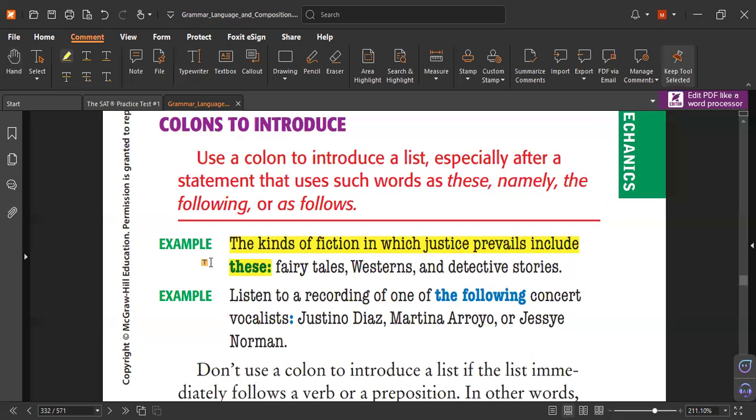So we need to check the kind, then delete the phrases, and then the clauses. You see, it just prevails. So that is a phrase, a prepositional phrase, and that is a clause. Is there a subject and a verb? Yes or no?